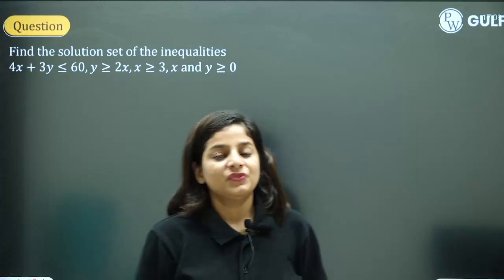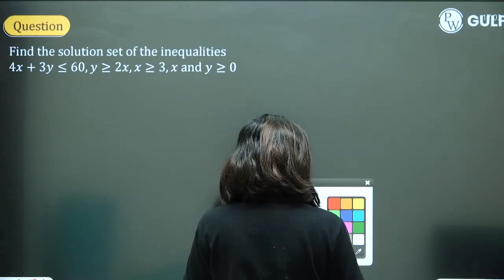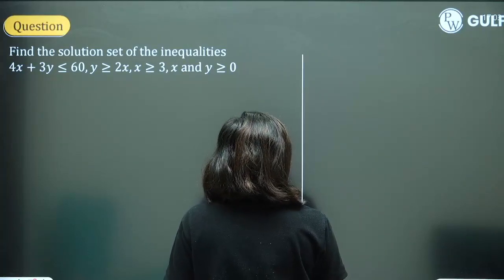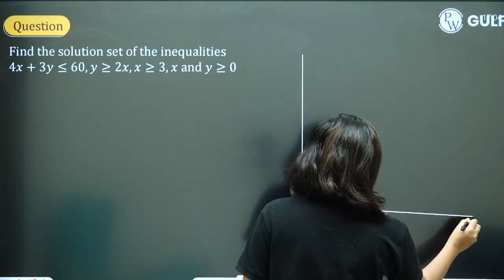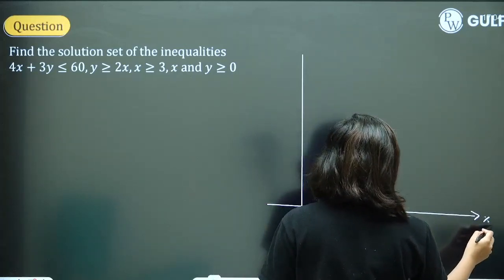Correct? Got it? Chalo. I'll solve one question now on this to make you understand how to solve a question of linear inequality graphically. You will always draw the x and y axis.